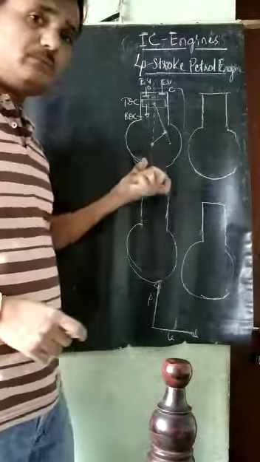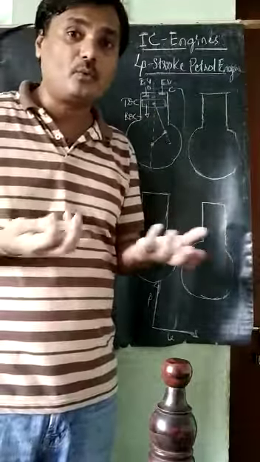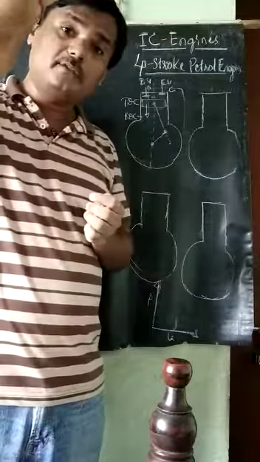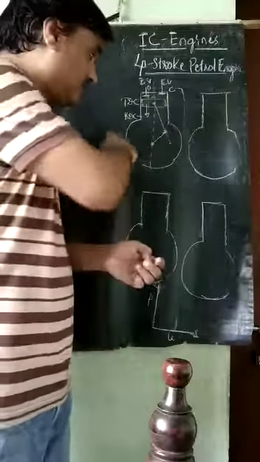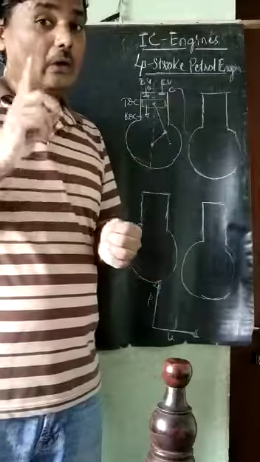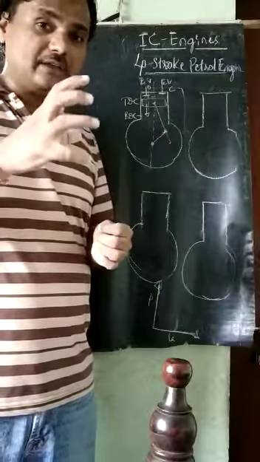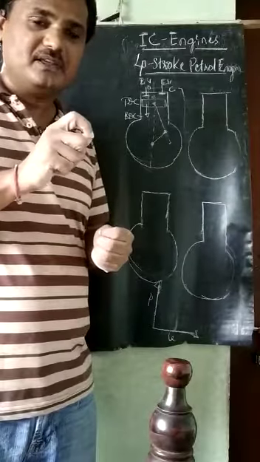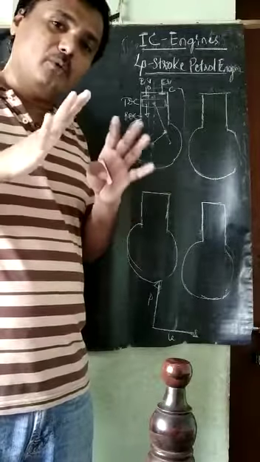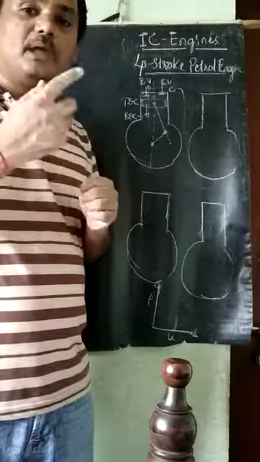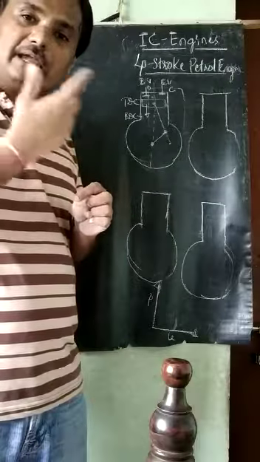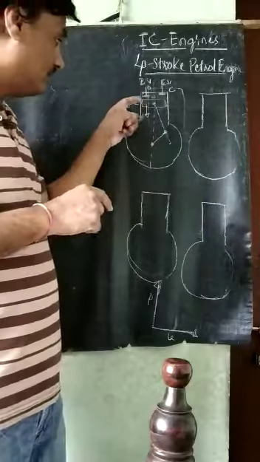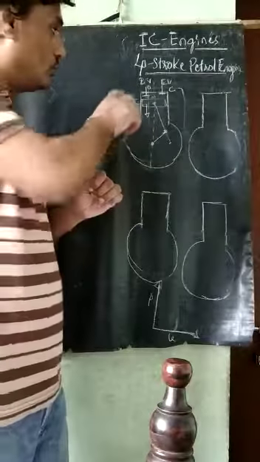So how will this piston move? Energy is required to move it. The energy is stored in the previous stroke in the flywheel, as I have told, or else it can be motorized. Some electrical motors are used nowadays to start the engine. So it may be motorized, or in the case of continuous cycles, the energy is stored in the flywheel. By that energy, the piston will move from top dead center to bottom dead center.